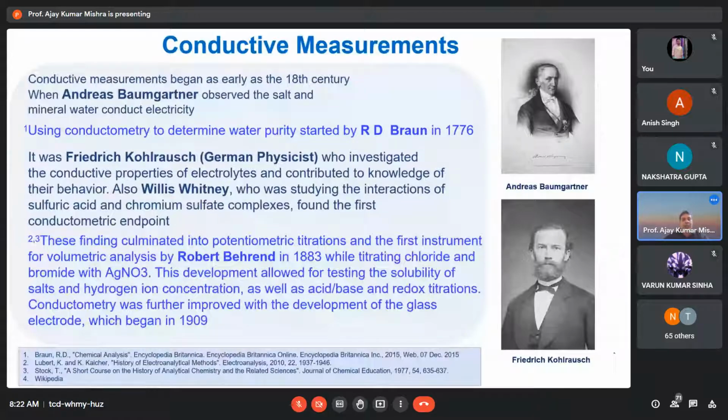And obviously there was another guy called Willis Whitney. What he was trying to do was study the interaction of sulfuric acid and chromium sulfate complexes. Since you have done so many other experiments, and we are going towards the second last experiment, you can easily try to find out how the sulfuric acid is going to behave.